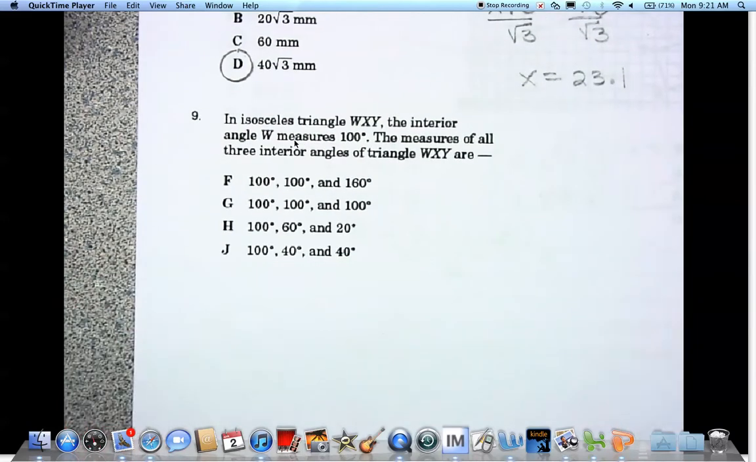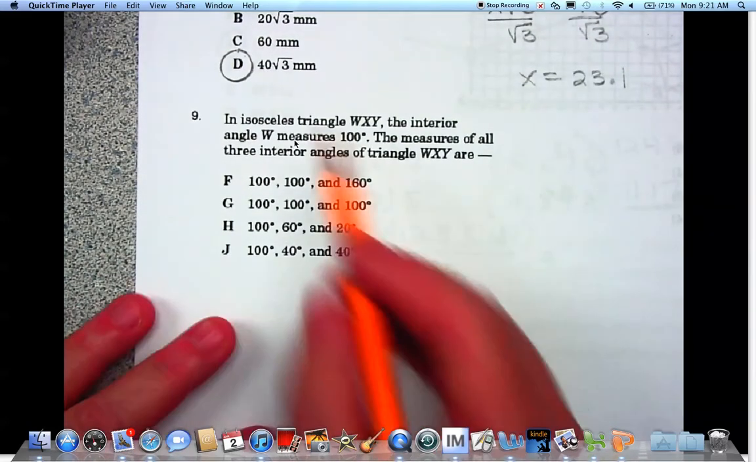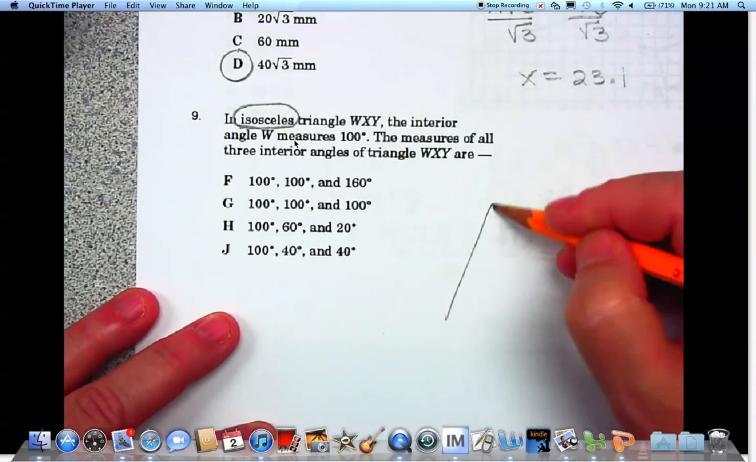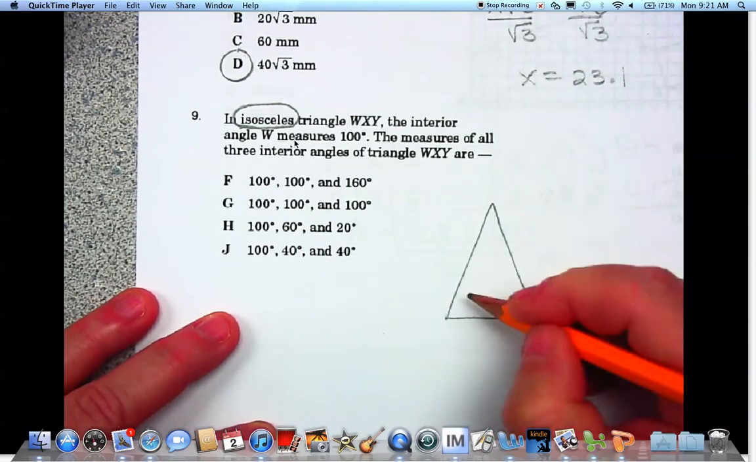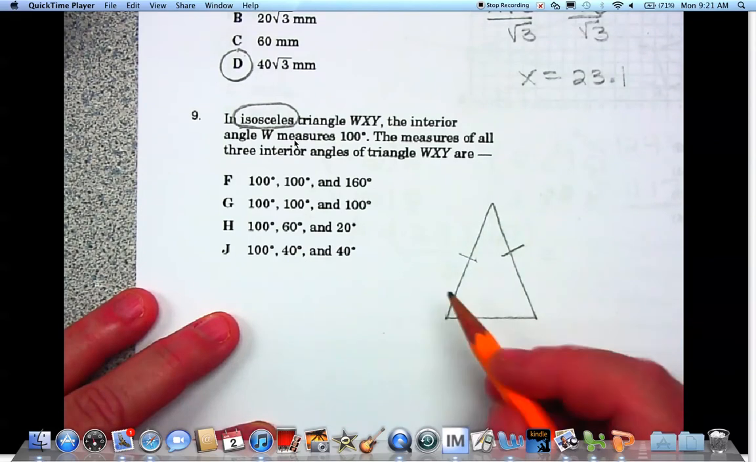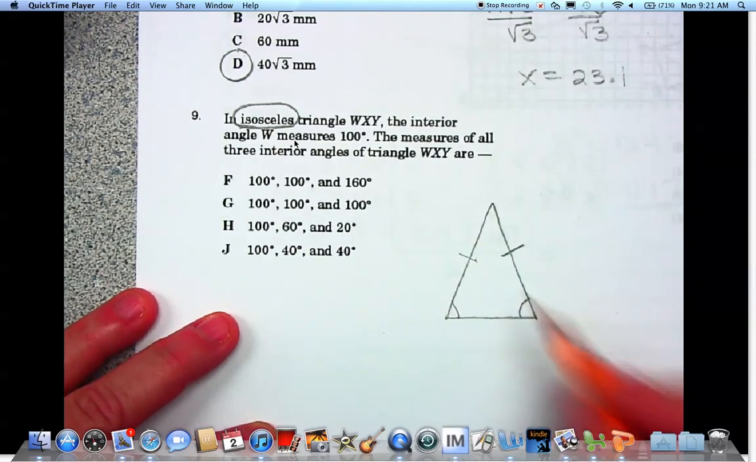Okay, number 9, isosceles triangle. What does that mean? All sides are equal? No, two are equal. What's it called when all sides are equal? Equilateral. Yes, equilateral. Scalene is when all sides are different. Very good. So if the two sides are equal, what else is equal? The angles. The two bottom angles are equal here, the base angles.